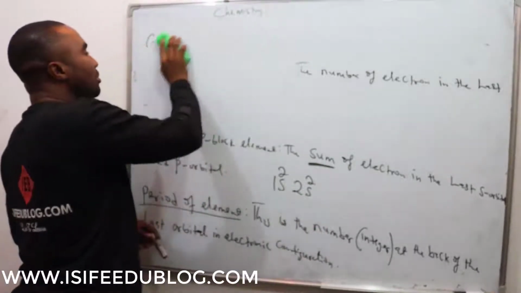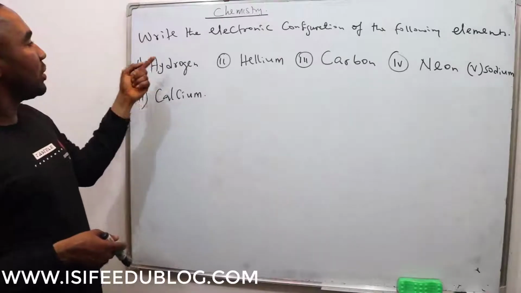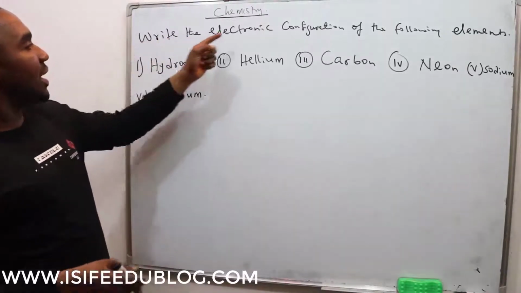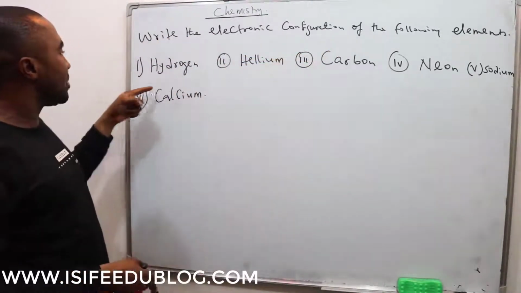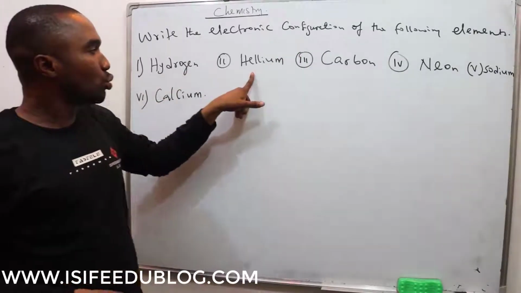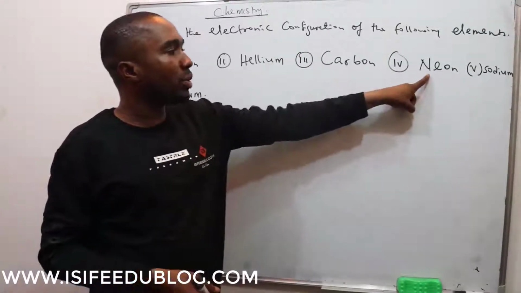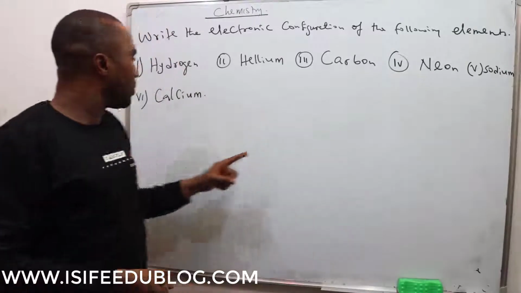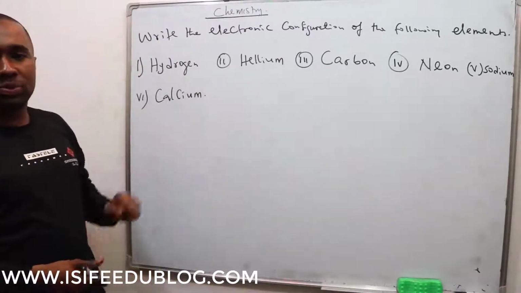So let's take an example. A sample question is: write the electronic configuration of the following elements. 1 is hydrogen, 2 helium, 3 carbon, 4 neon, 5 sodium, 6 calcium.